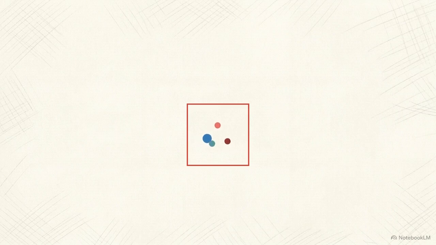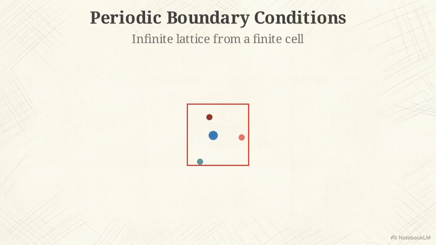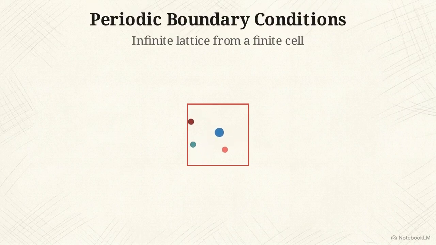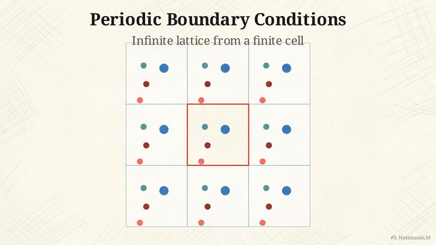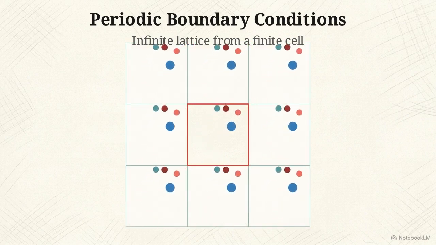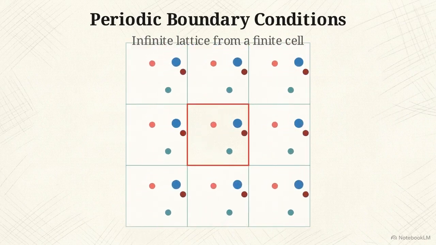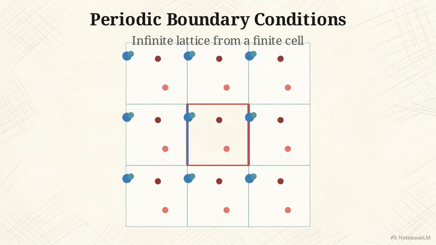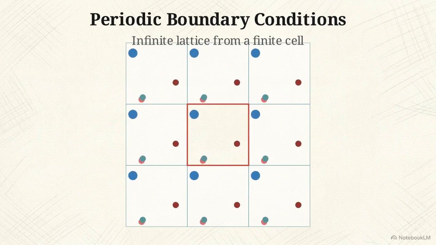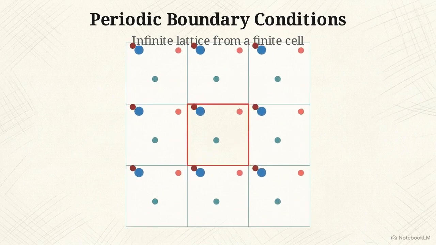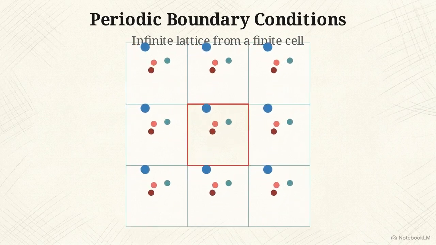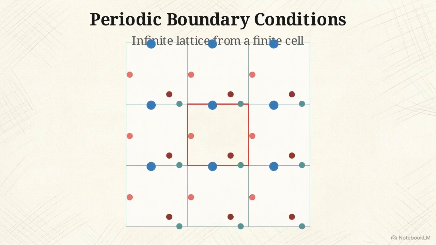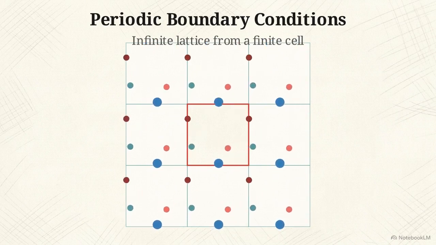To fix this, researchers rely on a topological workaround known as periodic boundary conditions. Instead of a box with hard walls, they treat the simulation space as an infinitely repeating 3D lattice. The rule is simple. When a particle exits the right side of the box, an identical periodic image of that same particle immediately enters from the left. The total density remains constant.